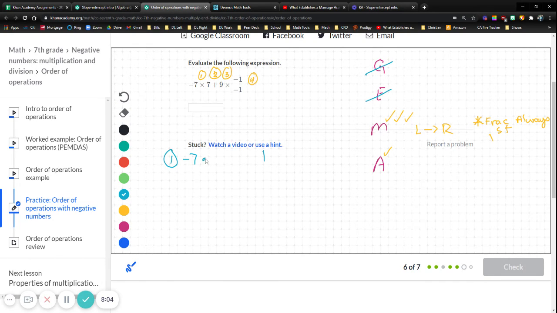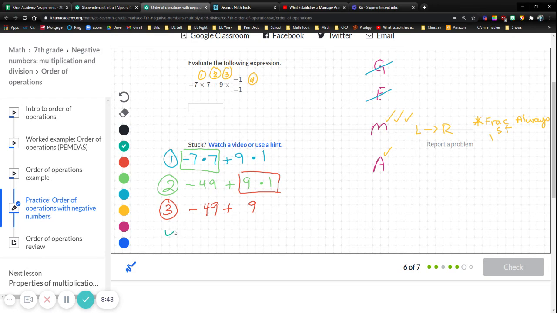So negative 7 times 7 plus 9 times 1. That's my first line of work. Second line of work. Okay, so we did the division. We did the fractions first. Then I do multiplication left to right. So this is going to be negative 49 plus 9 times 1. Third step, I do multiplication again. I always multiply before you add, unless it's in grouping symbols. So I multiply first. Negative 49 plus positive 9. 9 times 1 is 9.